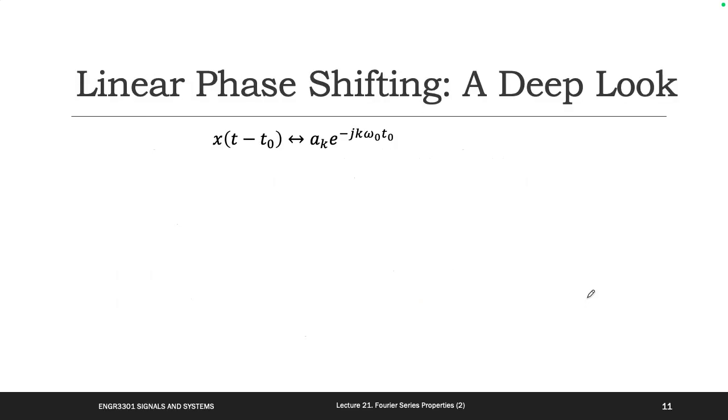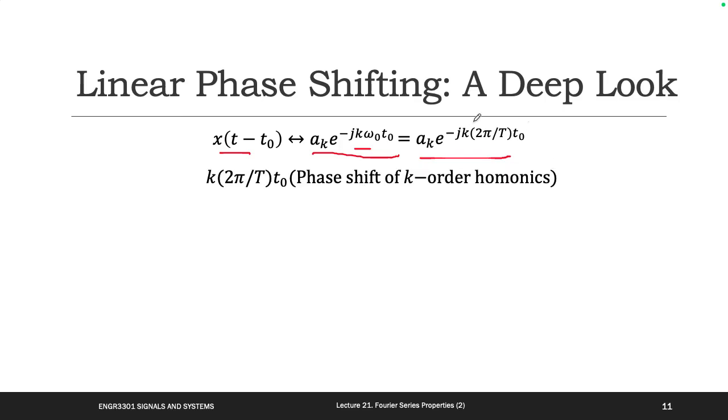And then let's take a deeper look at the linear phase shift. We know if you have this signal, then your a_k will become this one. Your FS coefficient will have a shift, am I right? And this one will equal this one, because omega naught equals 2 pi over T. The frequency equals 2 pi over period. Okay, and then let's talk about this part, t0 times 2 pi over T. This is just the phase shift of the k-th order harmonic, which means for different k, this is the phase shift, am I right?